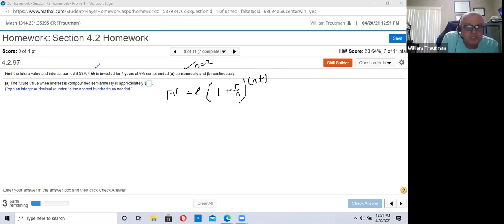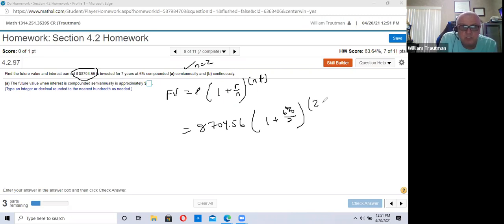So the present value is 8704.56. The interest rate is 6%. N equals 2, semi-annual. Raise it to the power of n, which is 2, and the number of years is 7. So this is the future value. You just have to be able to put that into your calculator and do the math correctly.